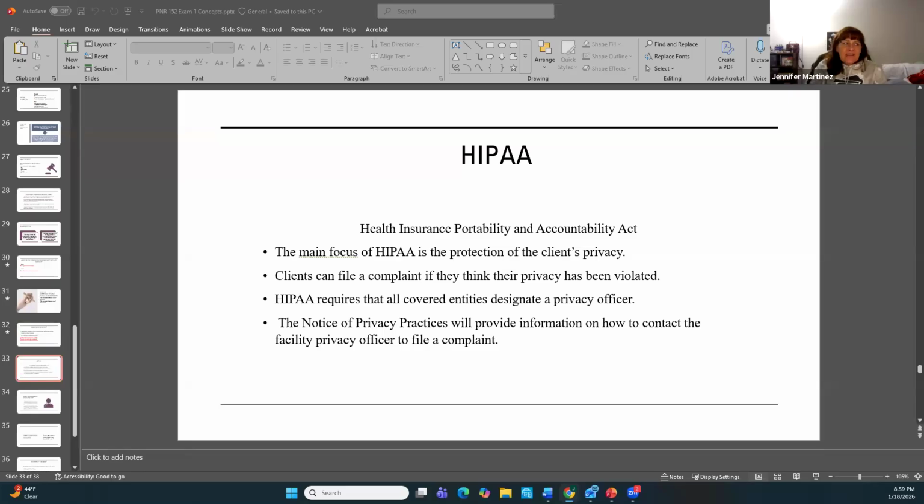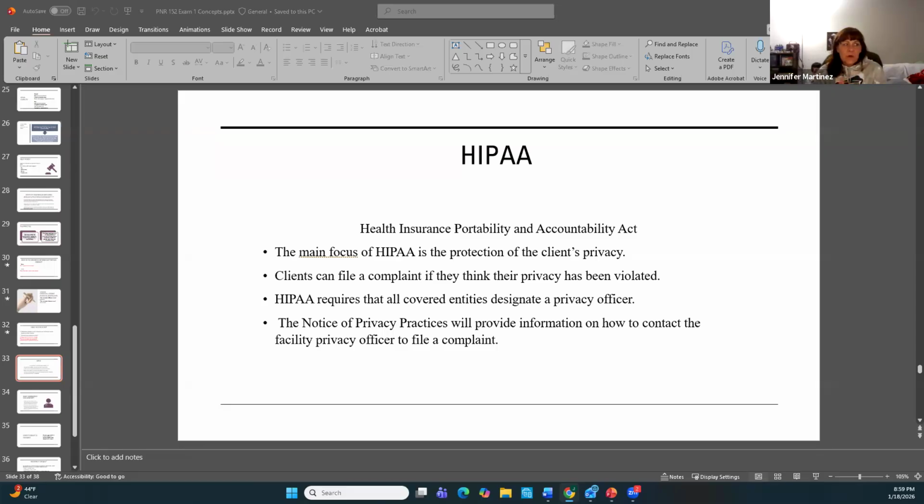And then we have HIPAA, the Health Insurance Portability and Accountability Act. The main goal or the main focus of HIPAA is privacy protection, right? So protection of the client's privacy. Clients can file a complaint if they think their privacy has been violated.